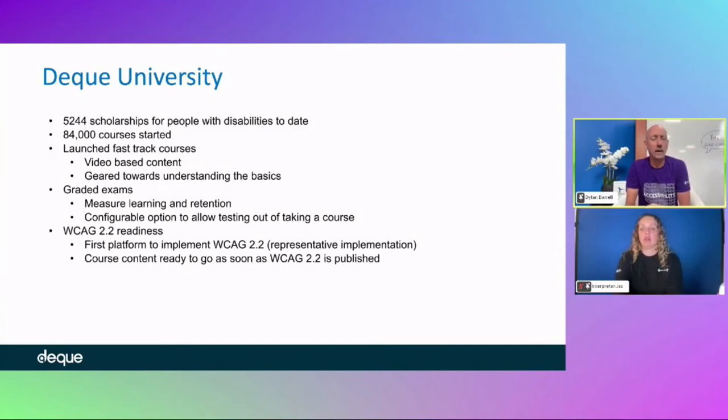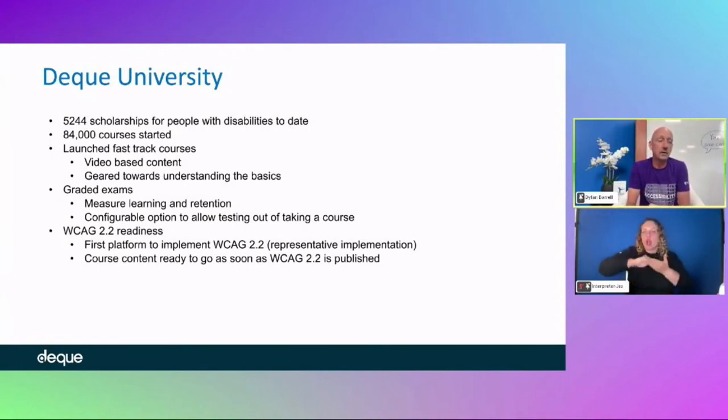Last year, we had 84,000 courses that were started over the course of the year. That's a fantastic number. We launched some new fast track courses. The focus of these is that they're video-based content. They're also geared towards understanding the basics. So they're also shorter, more consumable pieces of content that also cater to different ways of learning.